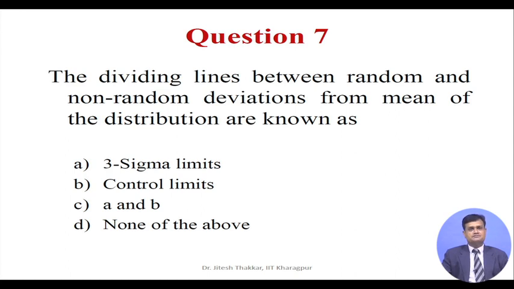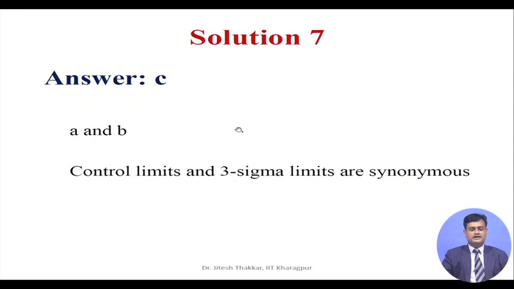Question 7. The dividing lines between random and non-random deviations from mean of the distribution are known as A, 3 sigma limits, B, control limits, C, A and B, and D none of the above. The correct answer is C, A and B. Control limits and 3 sigma limits are synonymous.